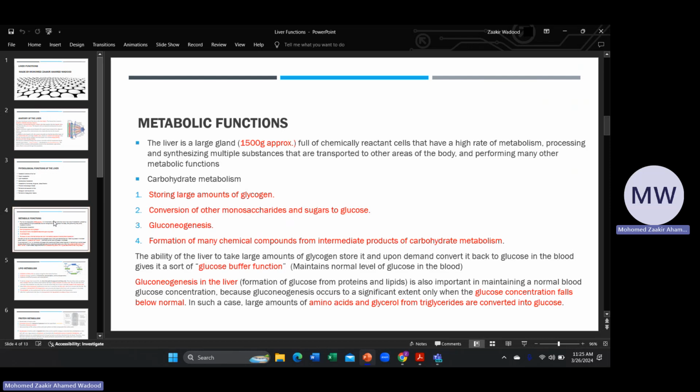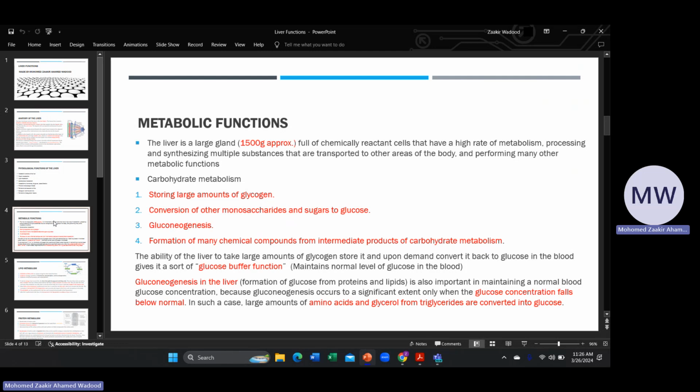So as you all know, the liver is basically the largest gland in the body, approximately 1.5 kg, anywhere between 1.5 to 2 kgs. And it's a very, very important gland or organ because, as you can see, it's full of chemically reactant cells, which of course have a high rate of metabolism. And essentially, in talking about the metabolic functions, as we said, you can divide it into carbohydrate, protein, and fats. So first of all, we start off with carbohydrate metabolism.